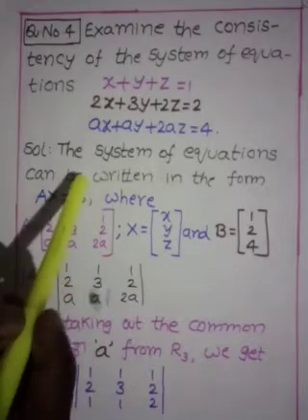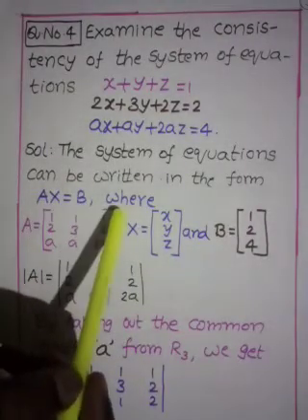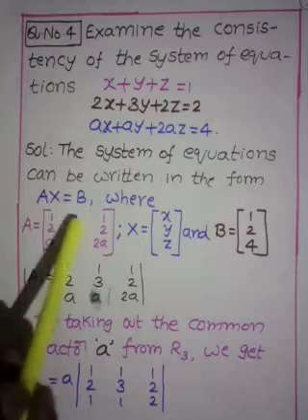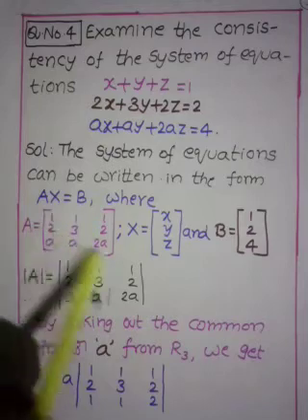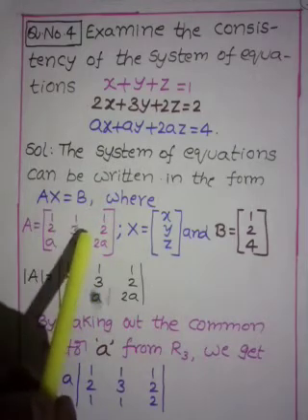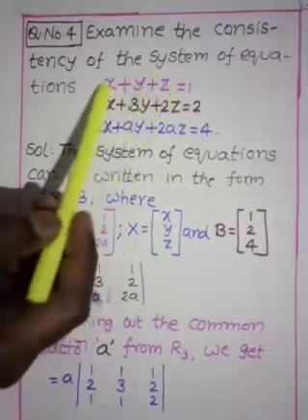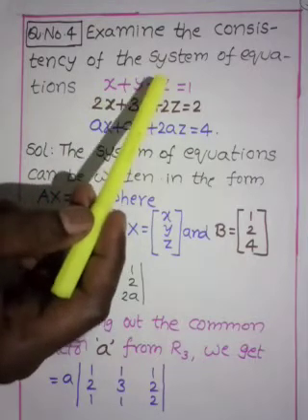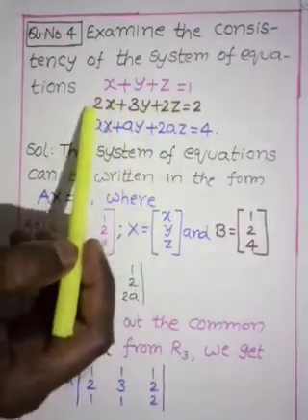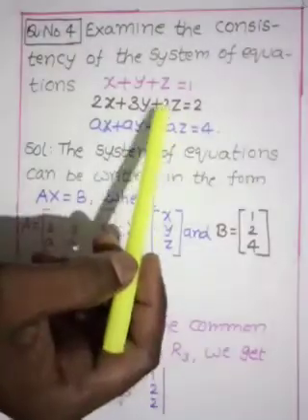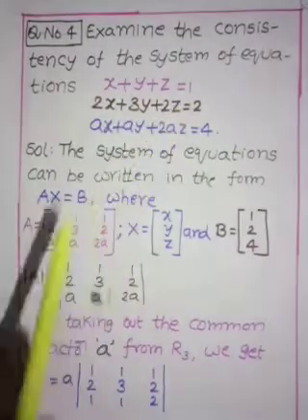Understood, my children? The system of equations can be written in the form AX = B, where A is the matrix [1, 1, 1; 2, 3, 2; a, a, 2a]. It is the coefficient matrix. Previously I told you A means the coefficient matrix, the coefficients of x, y and z. The coefficient of x is 1, of y is 1, of z is 1, so 1, 1, 1. In the second equation, the coefficient of x is 2, of y is 3, of z is 2.